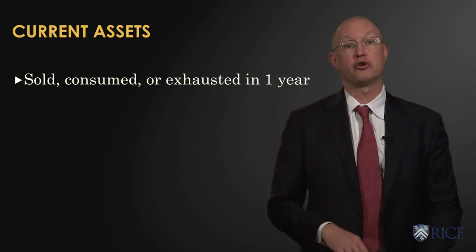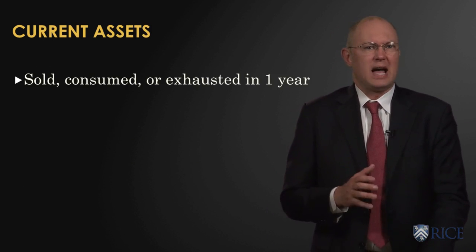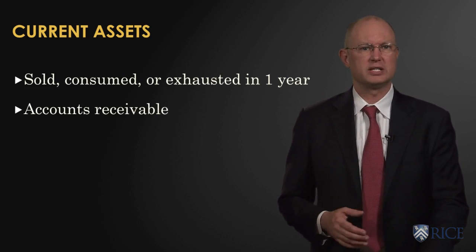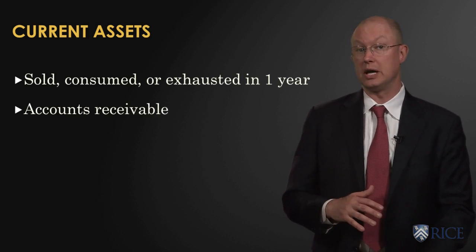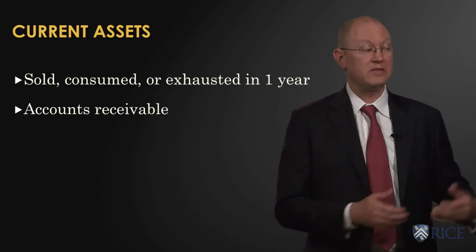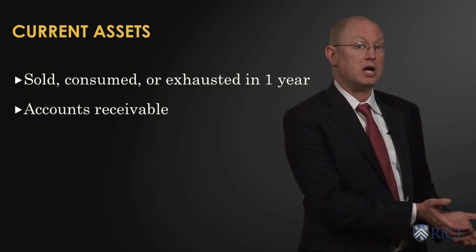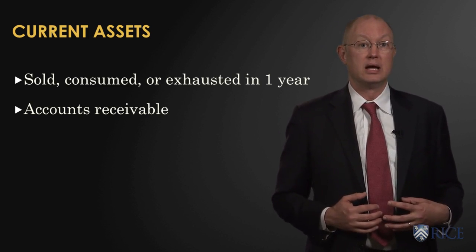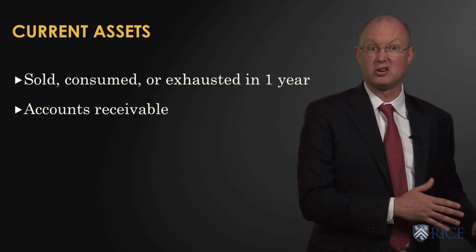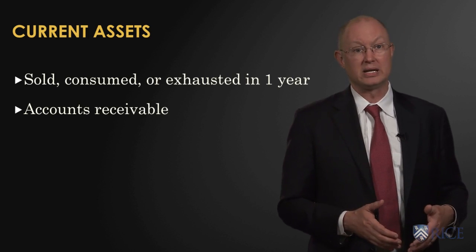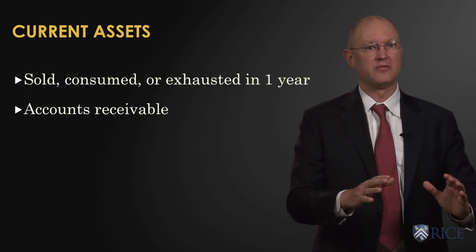On the flip side is current assets. Those are assets that I'll sell, consume, or exhaust in less than a year, short-term assets. Accounts receivable is a good example. I've given my customers a good or a service, but I haven't received the money yet. The real value, the economic product, has moved out of the firm. They've got the good or the service, but they haven't delivered the money yet. That's cash moving out of the firm.